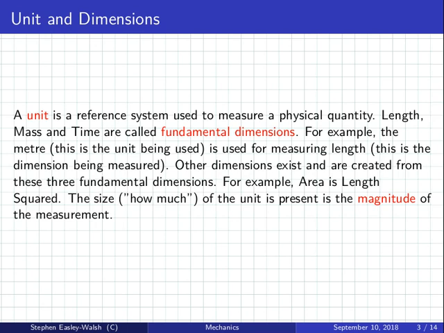Anyway, the size of the unit is what we call the magnitude. Magnitude means how much. What's the magnitude of the length? It's how big is the length? What's the size of it? So magnitude means how much size. So we've got a couple of key words here: unit, fundamental dimension, and magnitude. They're the key words for this slide. So make some notes if you didn't know these words, and then we'll continue. Everybody is happy with those three words? Unit, dimension and magnitude. Are these new words? No. You know these three before? Yeah? Okay, good.